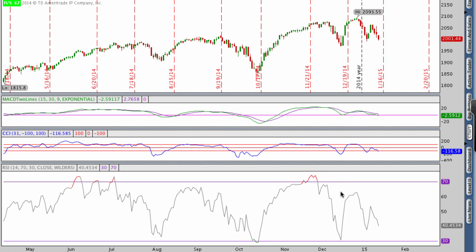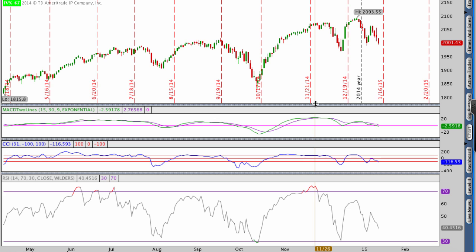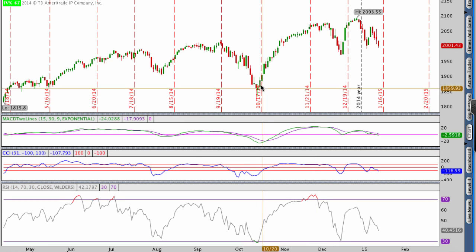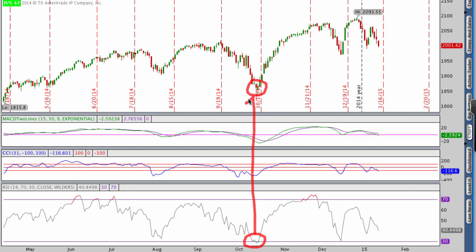Now, when we look back in time again with CCI and MACD, let me just smush these down a little bit. Here's the look at the S&P 500. You can see that we did get a reading all the way down here on RSI below 30, which ended up being almost a perfect buy on the market because stocks really bottomed out from that point and continued to move higher.